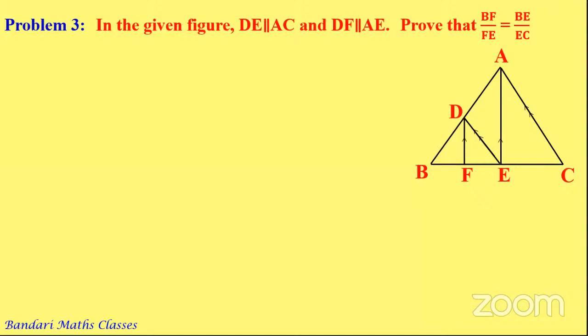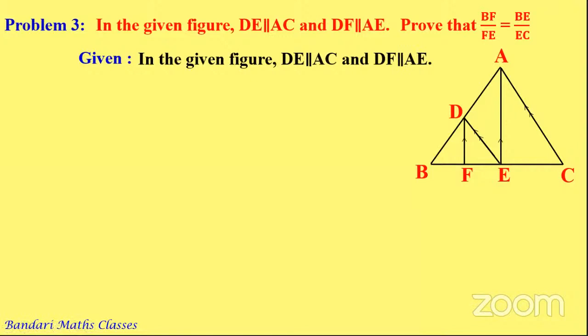Now let us see. First note down the given data. In the given figure, DE is parallel to AC and DF is parallel to AE. This is given. Required to prove, RTP, is BF by FE equals BE by EC. Okay. How to prove this?